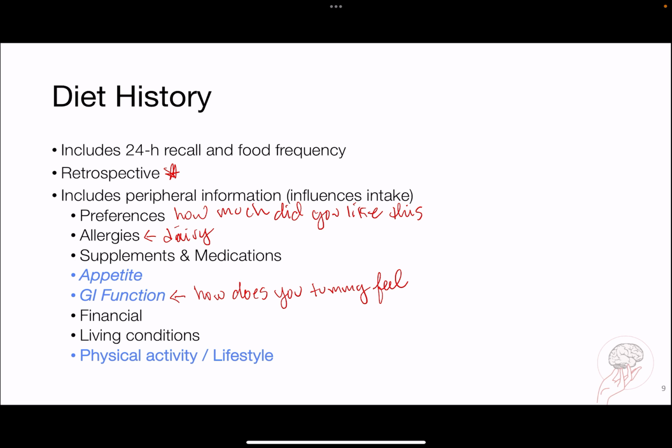We can ask about financial situations. This often is a very good way of detecting food security because you may notice patterns. Oh, they didn't eat this day because there was a lack of food, but they made up for it the next day. Additionally, living conditions and physical activity and lifestyle.